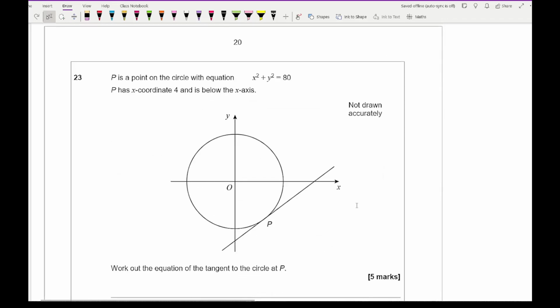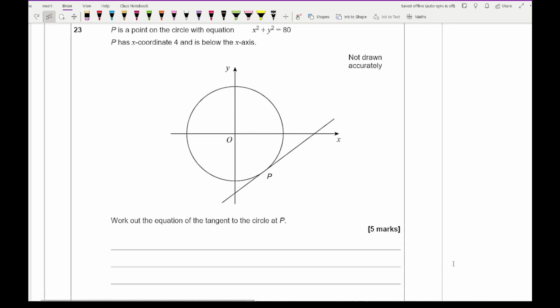Then moving on to question 23, it says point P is on the circle with the equation of x squared plus y squared equals 80. P has an x coordinate of 4 and is below the x-axis. Work out the equation of the tangent to the circle at P. So let's have a look at what we know so far. We know that this point here is going to be 4 because the x coordinate of P is 4. We just don't know the y, so let's just call that y.